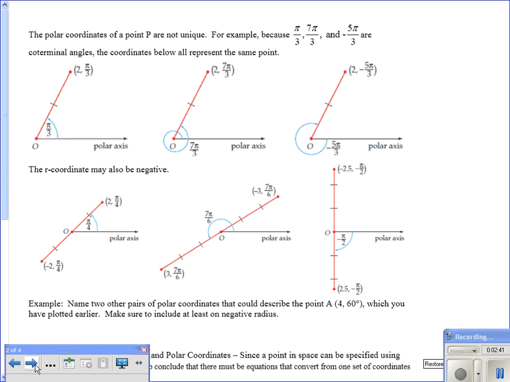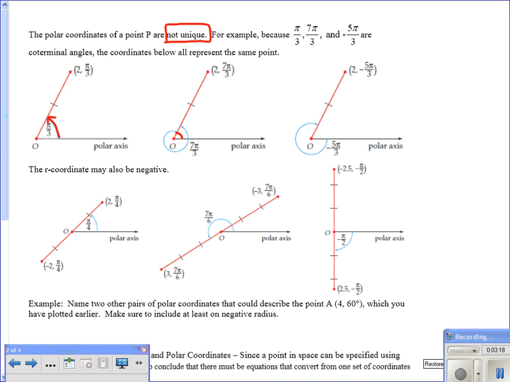The polar coordinates of a point P, the main thing to remember is that they are not unique. By not being unique, that means that there are many representations for a polar coordinate, not just one. Like in the xy coordinate plane, x and y is always going to be just x and y. But in a polar graph, it's not just that point, because remember, we have coterminal angles. So I know that if I have this r value of 2 and pi over 3, that's not the only way I can represent that point.